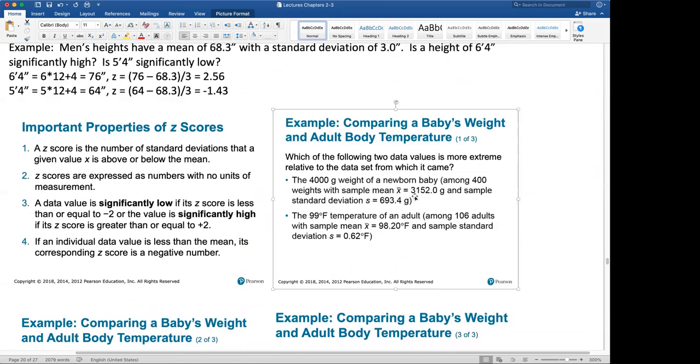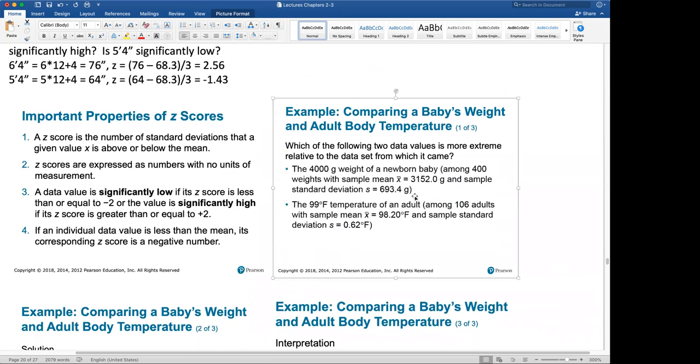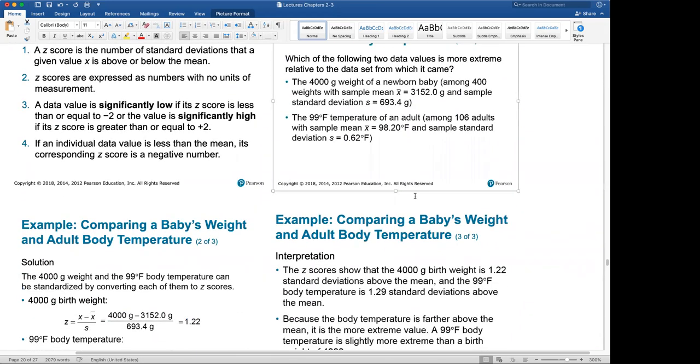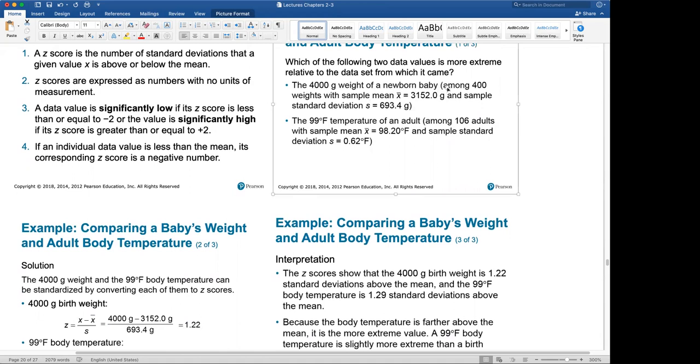Let's find the z-score, because in the slide they just find the z-score. Okay, the 4,000 gram weight of a newborn baby among 400 weights, with a sample mean of 3,152 grams and a sample standard deviation of 693.4. The second data set: 99 degrees Fahrenheit temperature of an adult among 160 others, with a sample mean of 98.20 and a sample standard deviation of 0.62 degrees Fahrenheit.